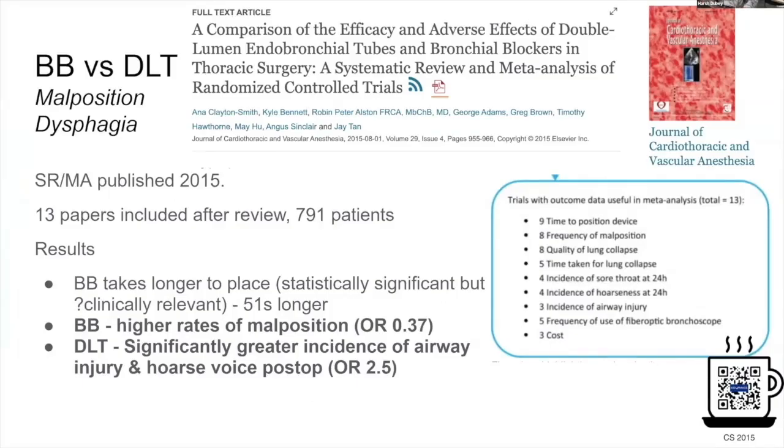This is an SR meta-analysis, sort of just suggesting what we've said already, really. They're published over 10 years ago now. They found that bronchial blockers were longer to place, but potentially not clinically relevant, only 51 seconds longer. But they did have a much higher rate of malposition. And for double lumen tubes, they also found they had a significantly greater incidence of airway injury and hoarseness post-op.